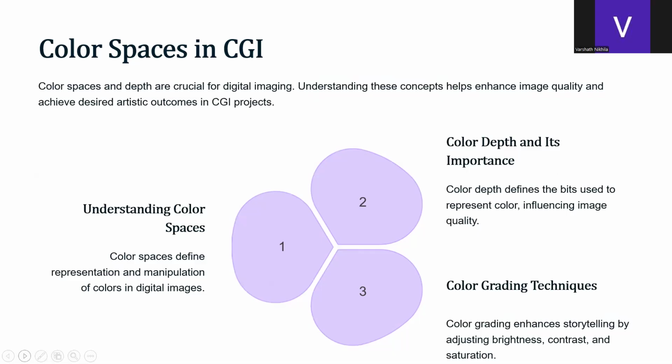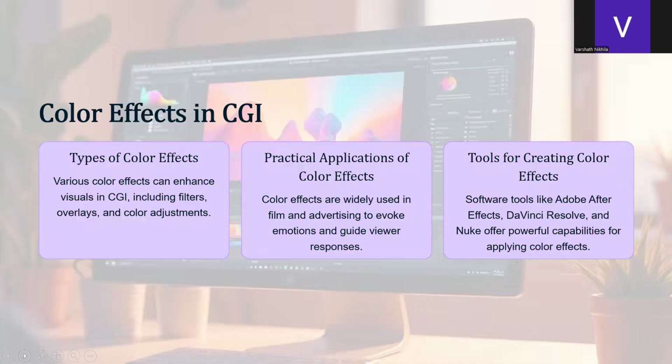Color depth defines how many shades of each color can be displayed. The higher the bit depth, the more accurate the color. This becomes crucial in scenes with high contrast or subtle gradients. So color grading techniques enhance the storytelling by adjusting brightness, contrast, and saturation.